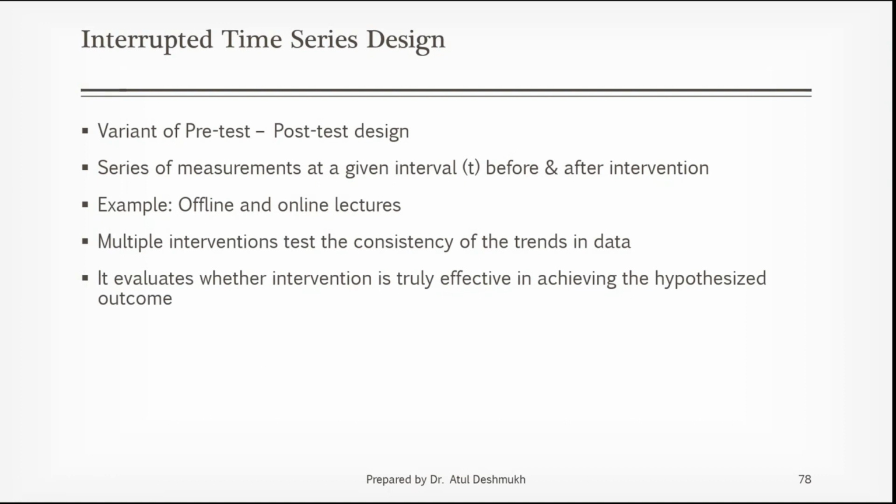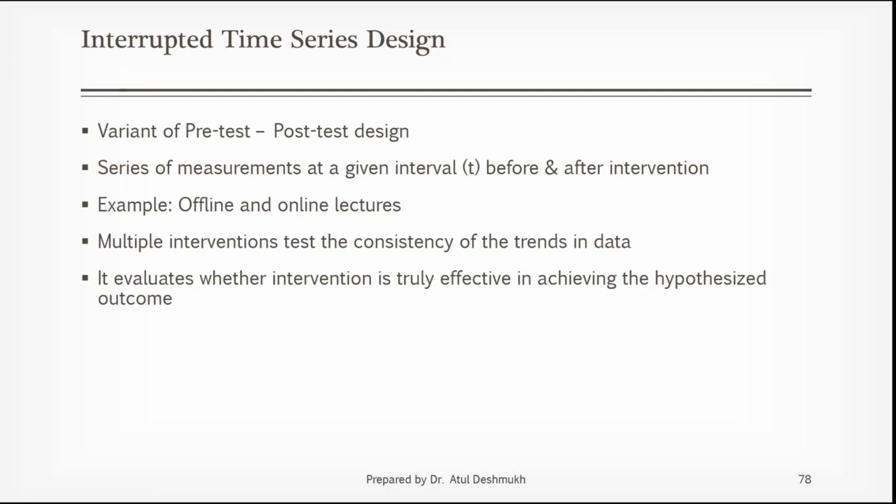Under the category of quasi-experimental study design, multiple interventions test the consistency of trends in the data. So what is a trend in the data? Basically, all time series designs give you an idea about the consistency of the data, reliability of the data, reproducibility of the data, or validity of the data. Whether you are getting the same data, whether true data, whether that data is reliable, that information is given because you are having multiple interventions.